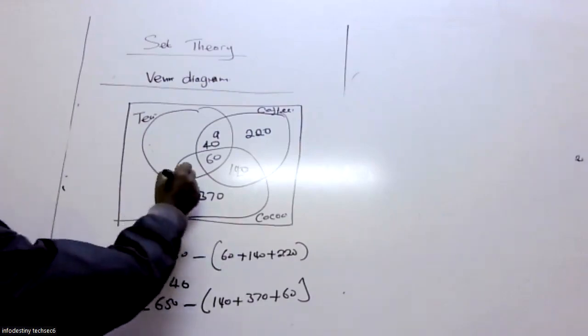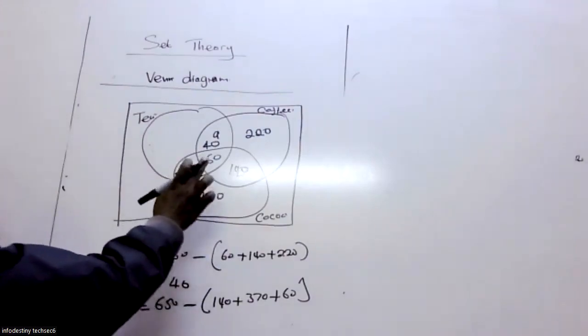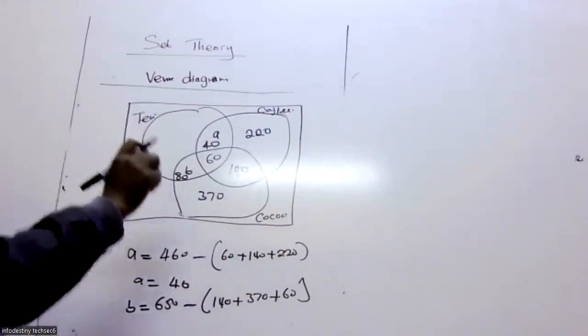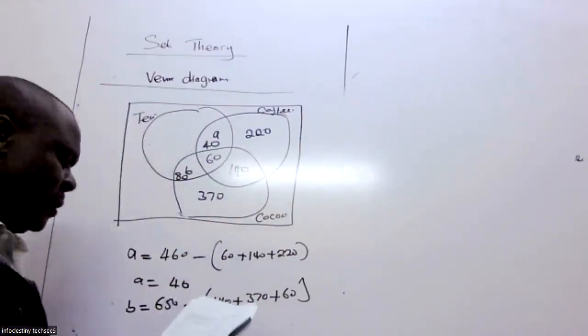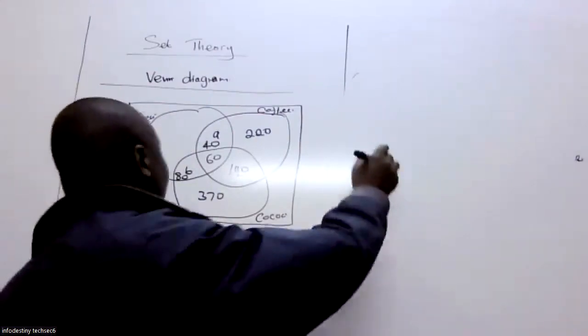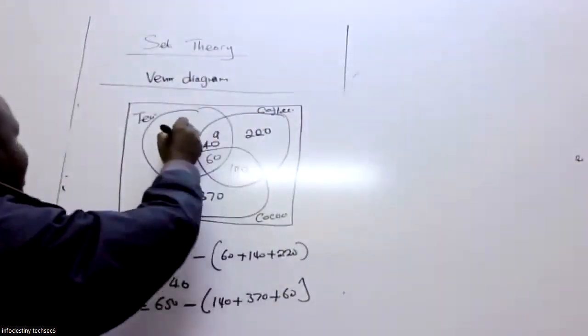So B will be equal to 80. Now, after getting this and this and this, now we can get this one. You're together? Now, because they're saying the T is for 90, let's give this one to be C.